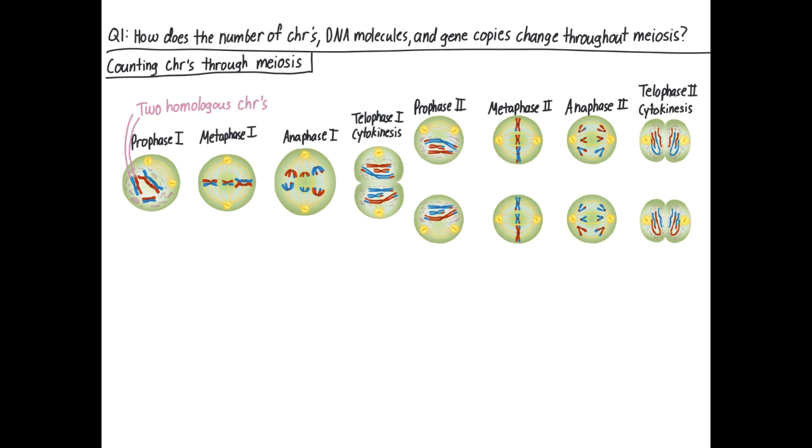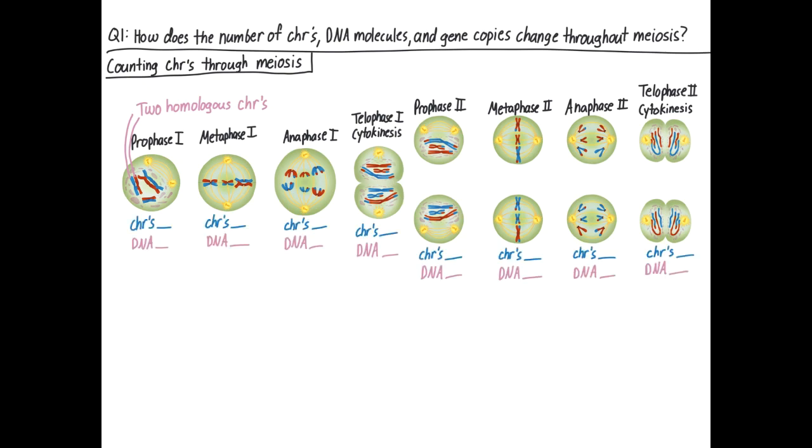Now, let's see how the number of chromosomes, DNA molecules, and gene copies changes throughout meiosis. Note that this particular diagram doesn't show prometaphase 1 and 2, which is fairly common. Remember that the person that does the work does the learning. So instead of me just telling you the answers, in a second I'll ask you to fill in these numbers yourself. These types of questions are common on exams and quizzes.